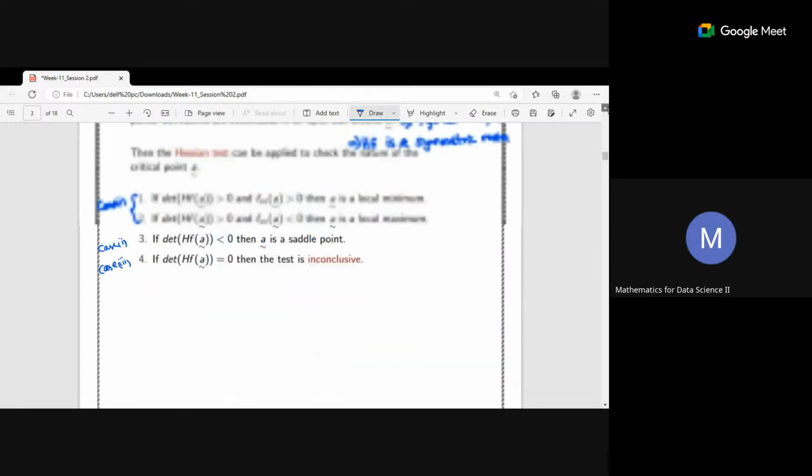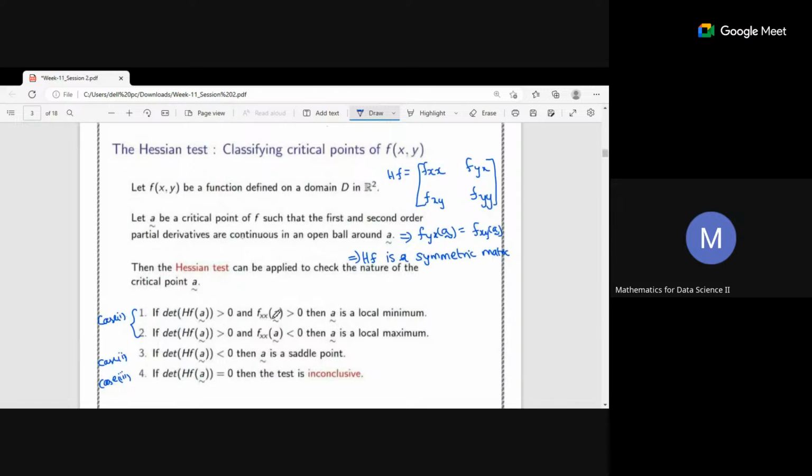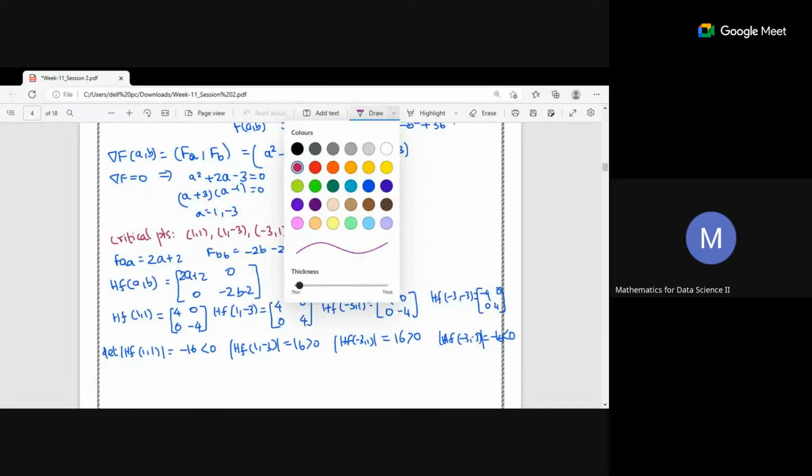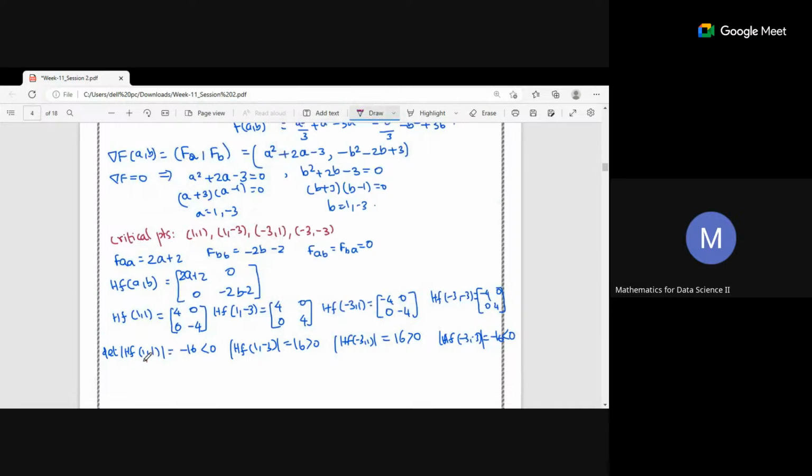Now what is your test? If the determinant is positive, then you have to look at the second order partial derivative f_aa, then you can decide whether it is a local minimum or maximum. Less than 0 means saddle point. So here you see two points are saddle points. (1, 1) is a saddle point, and the other saddle point is (minus 3, minus 3). So we have to look at the other two values. Let us look at the second order partial derivative at the other two points.